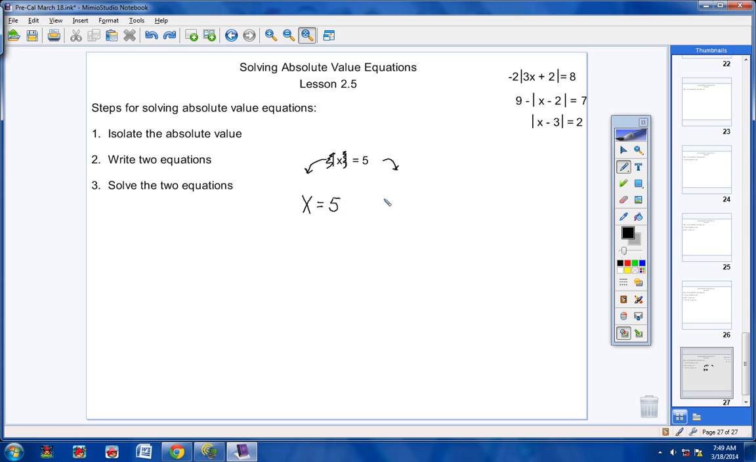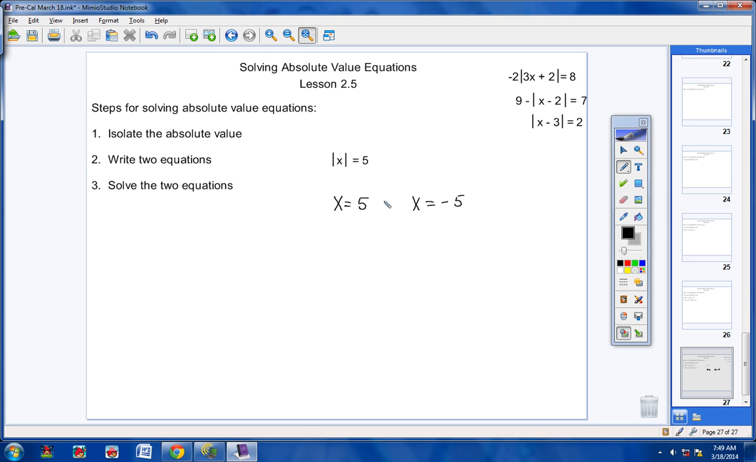So now I'm going to write x equals, and right here I had a positive 5, so we're going to put a negative 5. Let me go over that one more time. I'm not sure I'm explaining that very well. When I tell you to write 2 equations, you write the equation just like it is without the absolute value, so x equals 5. And then you write this equation again, only you change the sign of this number over here. And then step 3 says solve the 2 equations.